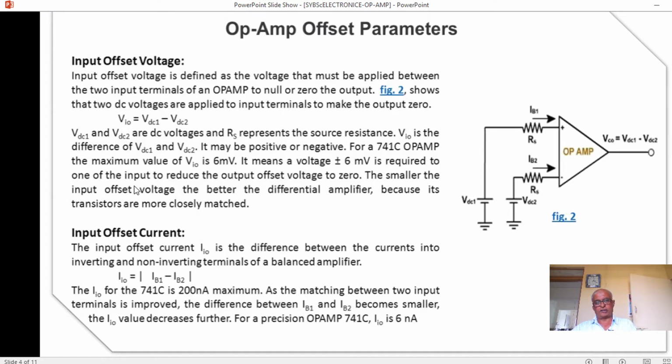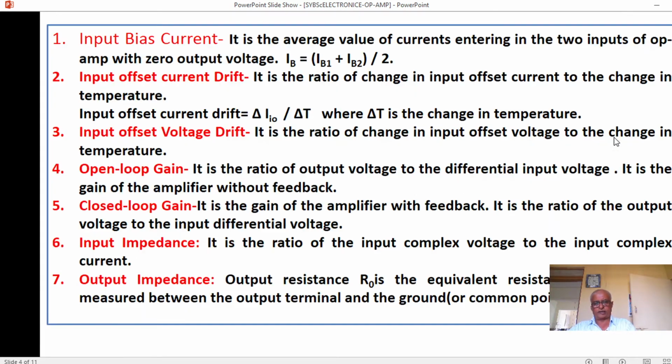So of these features, there are two terminals. Input offset voltage is the voltage required to be connected to the op-amp so that we get zero output. In this condition, whatever current flows through the circuit, we denote by IB1 and IB2. We take the difference between these currents, and that current flowing through the input terminals of the op-amp when the output is 0 is called the input offset current. These are the definitions related to the op-amp characteristics.